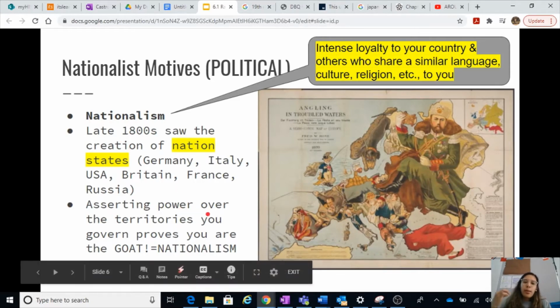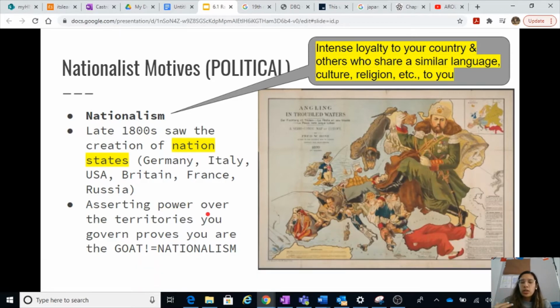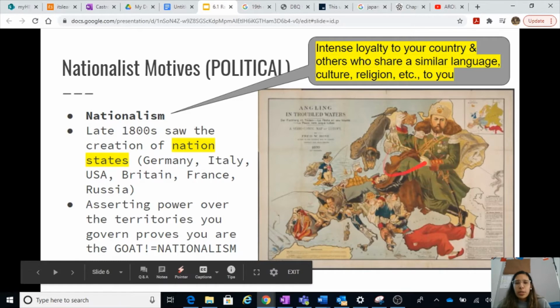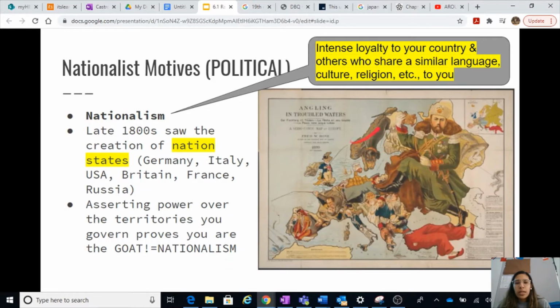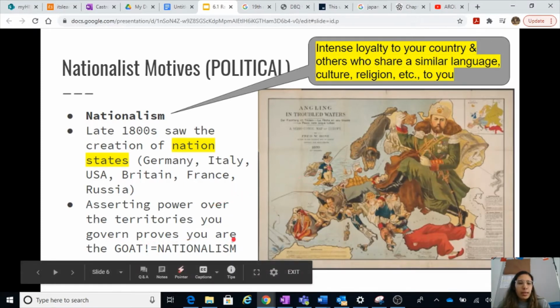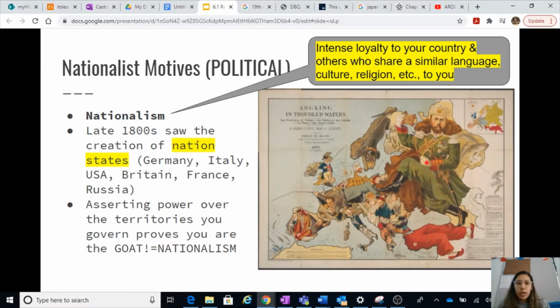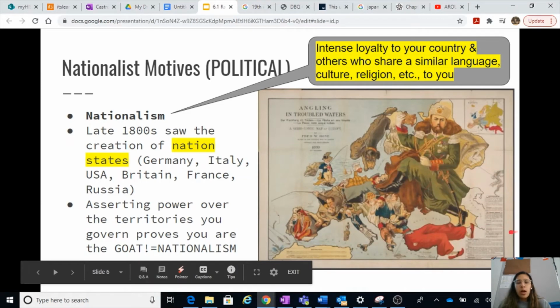And one of the ways that you show that you are such a great nation is to assert power over the different territories that you govern. And we can see that in this map here, especially with Russia. It has Finland and Sweden as kind of its dogs, so it's asserting power over its territories. And that just proves that you are the greatest of all time. And this ties into nationalism, that immense pride that you feel for your country and that loyalty for your country. So this map kind of shows all of the different nation states in Europe at this point.